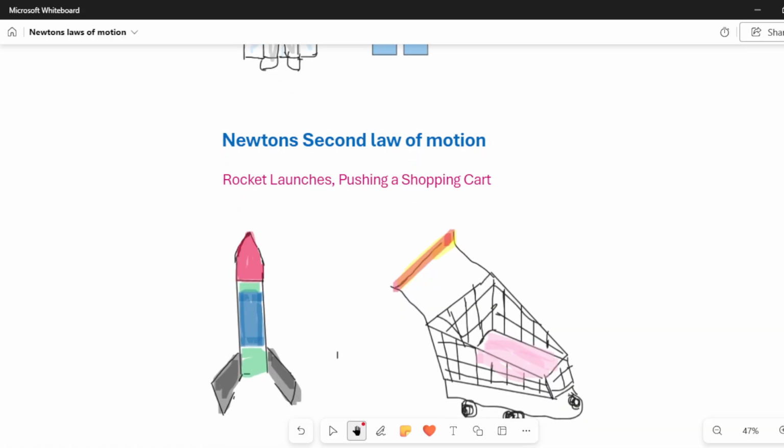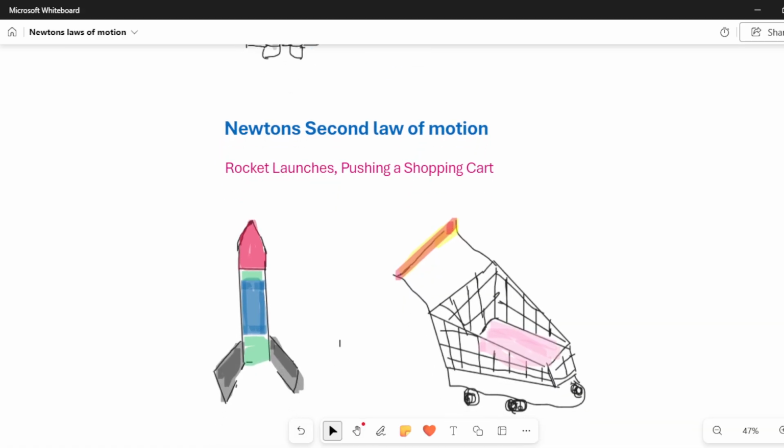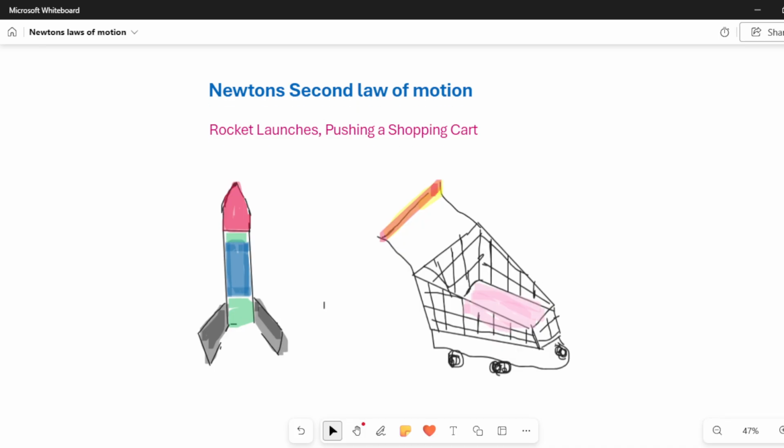Now we will see Newton's second law of motion. What are the applications? We'll take a simple example. First of all, we'll take the shopping cart. When the mass is low, no objects are there, what will happen? We require only a small amount of force to push the cart. That's what we saw, right? More force, more acceleration; less force, less acceleration; more mass.